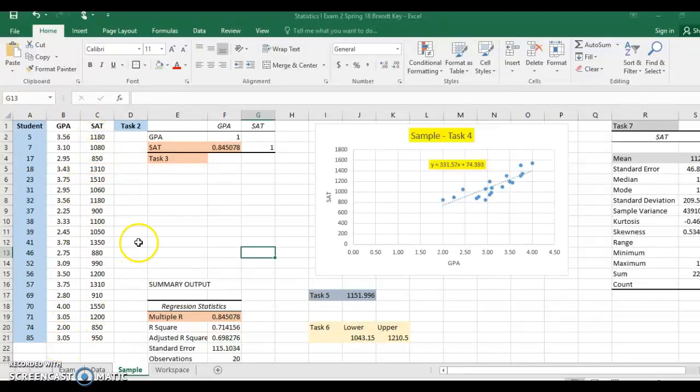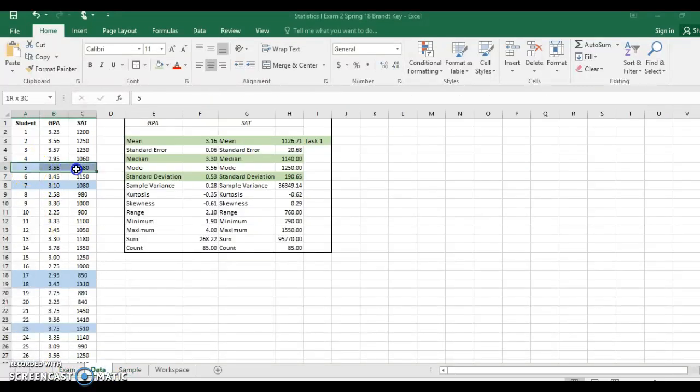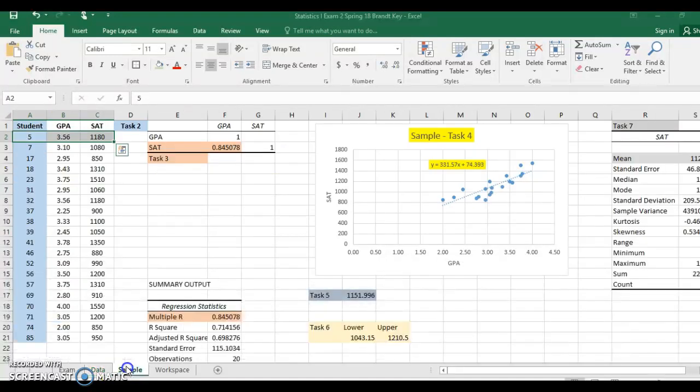That was a key step that I saw a few people miss. When student number 5 was selected, both his or her GPA and SAT score must be selected with it. So it was important that back on this data set, when number 5 was selected, their GPA and SAT scores came with it. So now I have 20 students.